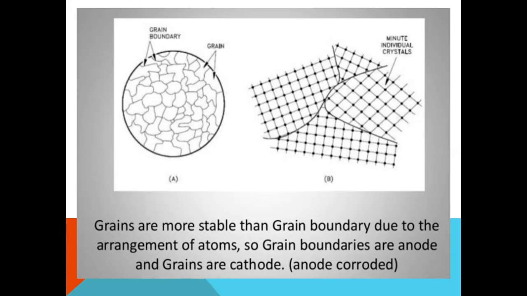Grains are more stable than the grain boundary due to the arrangement of atoms, so grain boundaries are anodes and the grains are cathodes; the anode corrodes. This figure explains the difference between a grain and the grain boundary in the corrosion process.